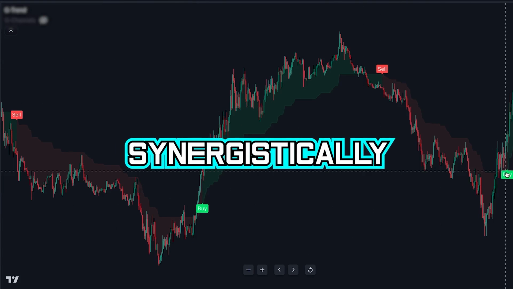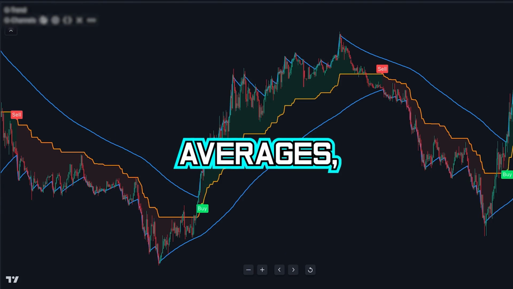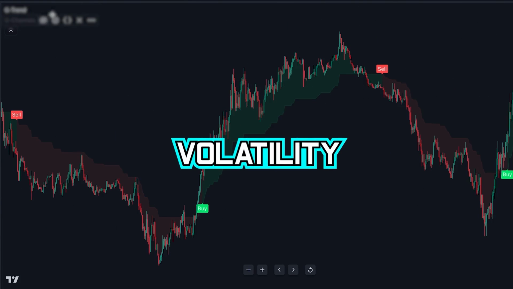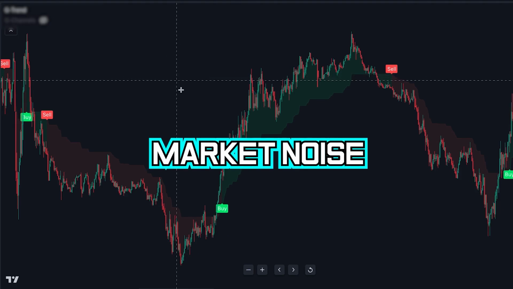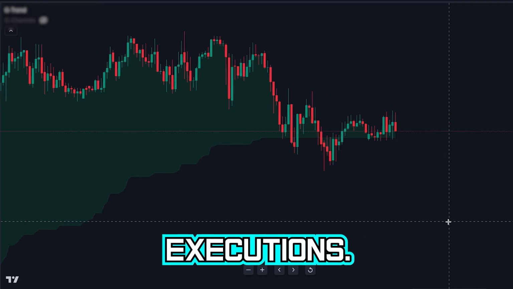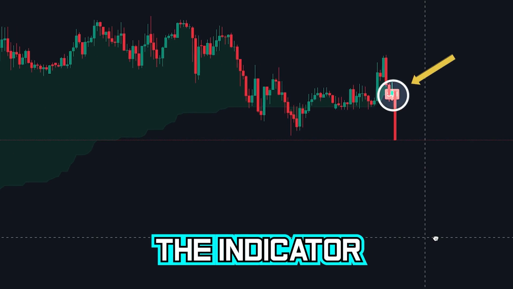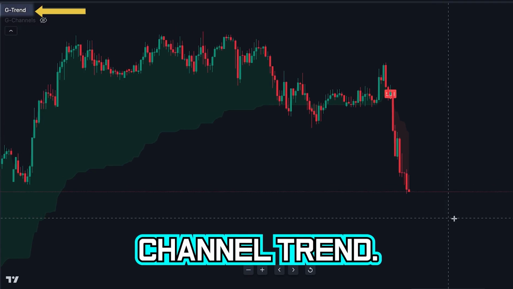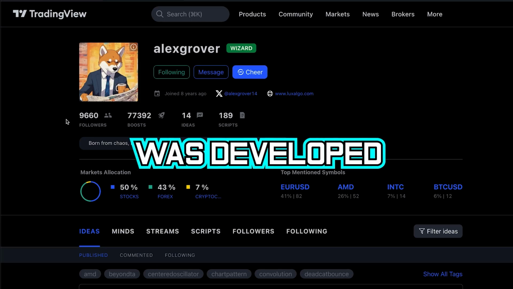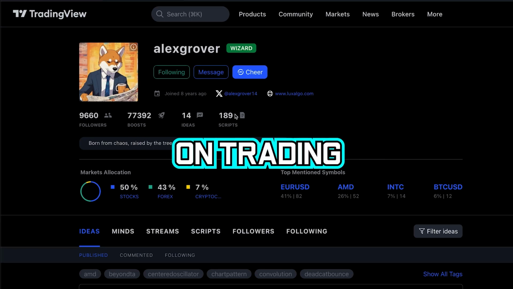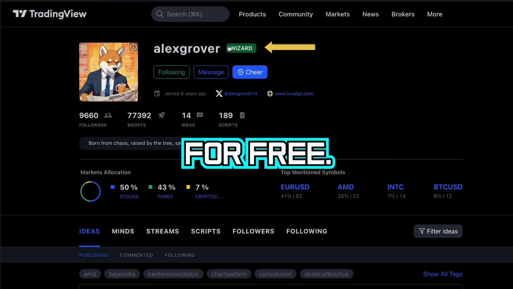A method that synergistically combines moving averages, Bollinger Bands, and a volatility estimator to filter out market noise, leading to enhanced trade executions. The indicator in question is called the G-channel trend. The original version was developed by one of the top programmers on TradingView and is now offered for free.